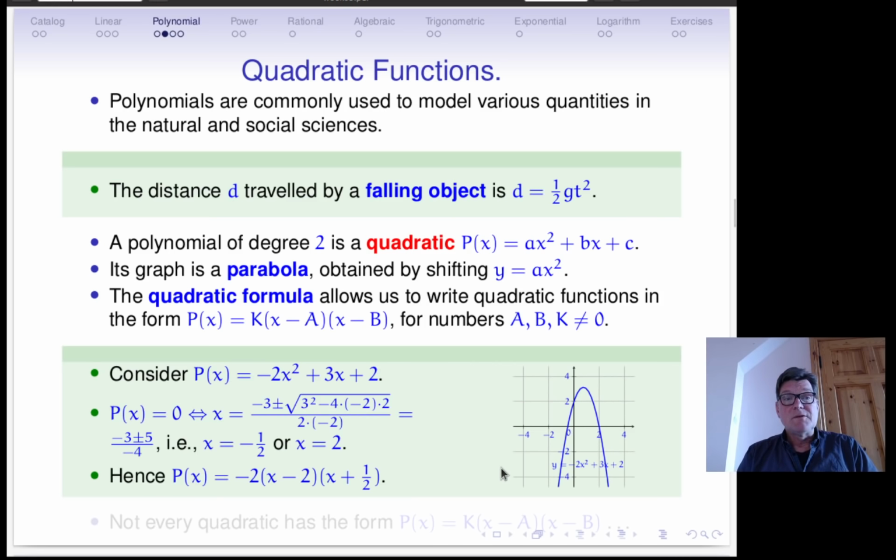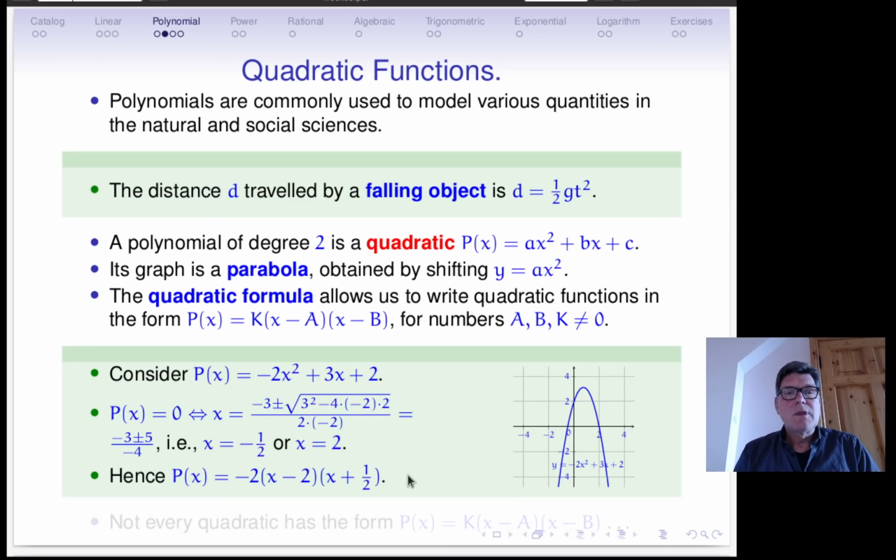Here is the graph of this polynomial function. It has the little a coefficient here being minus 2. It's a parabola which opens downwards, and this graph crosses the x-axis at minus 1/2 and at 2, just like we calculated here the zeros of the polynomial by using the quadratic formula.